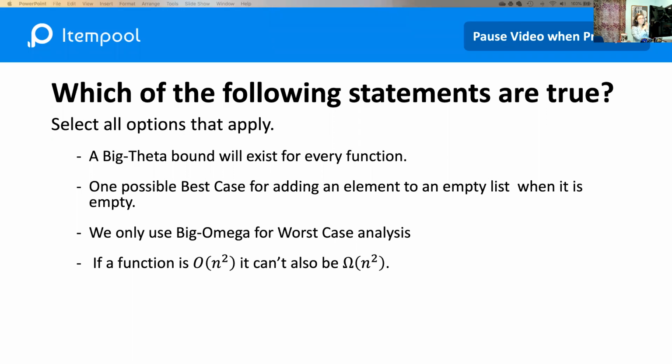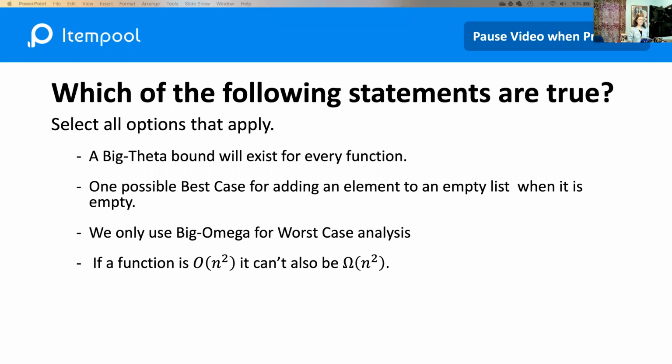A big theta bound will exist for every function. Do we get big theta for every function? True or false? False. Thank you. Awesome. We don't get big theta for every function. Take a look at our is prime. At most it was linear, at least it was constant. Since the big O and the big omega did not agree, we could not assign a theta statement for that runtime function.